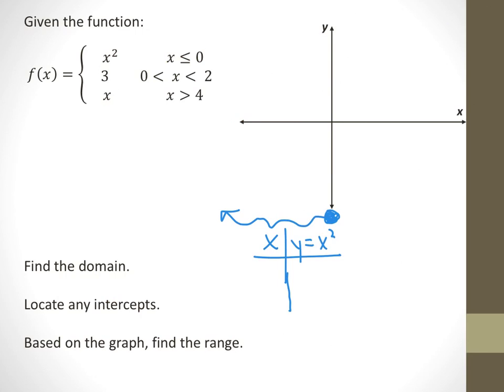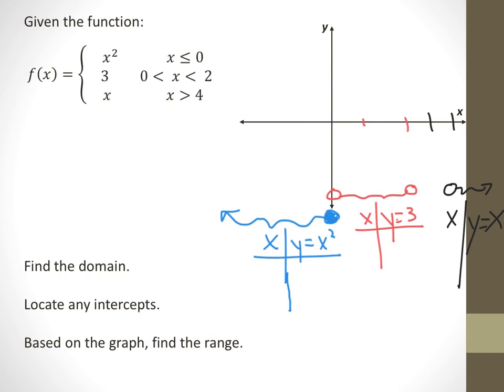For the middle interval here, from 0 to 2, they're telling you to graph this. So from 0 to 2, but not including 0 and 2. So let's go ahead from 0 all the way to 2, but not including 2. We're going to graph y equals 3. And then lastly, x is greater than 4. So here at 4, open circle, everyone in this direction, y equals x.